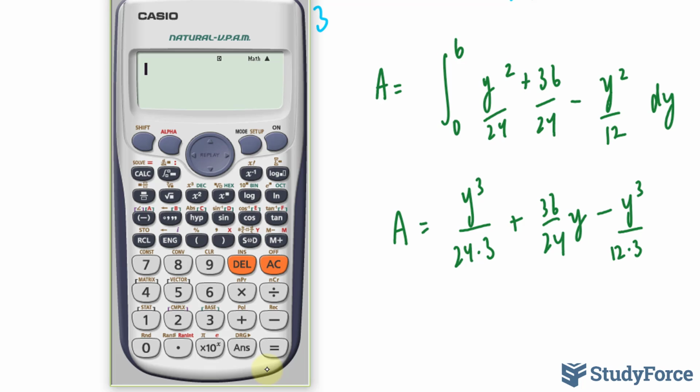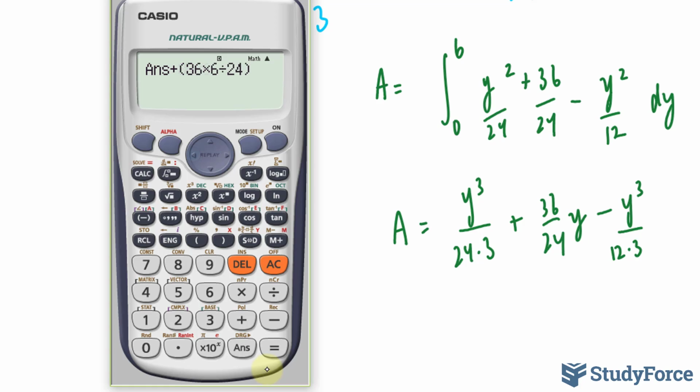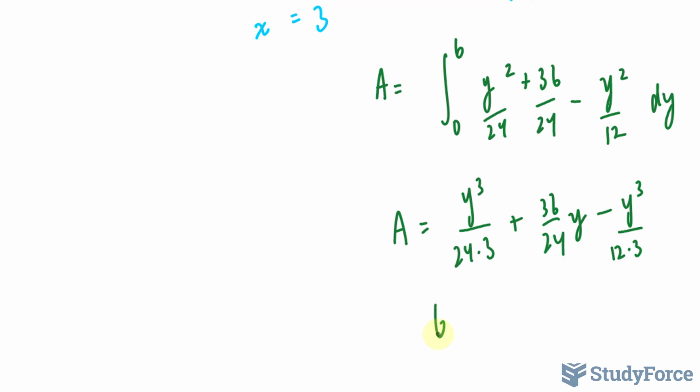So starting with this term, 6 to the power of 3 is 216 divided by 24 times 3. 24 times 3, that gives me 3, plus, now we're here, 36 times 6 divided by 24, minus, and finally, this part, we have 6 to the power of 3 over 36, because 12 times 3 is 36. And that gives me an area of 6.